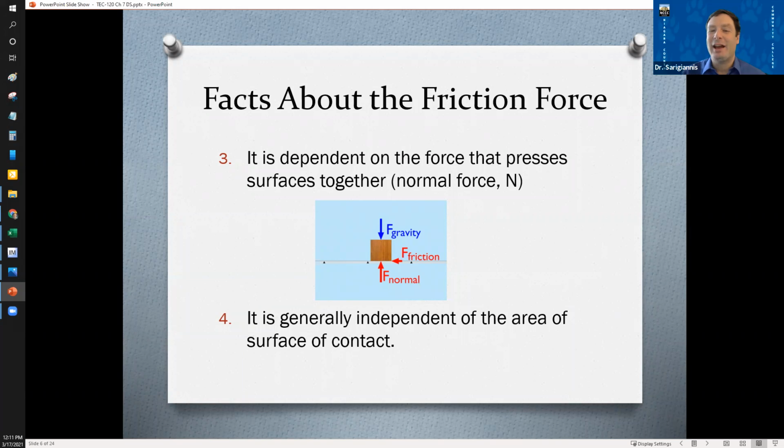And in most of the cases we're going to be looking at, that force that's pressing things together deals with gravity, right? You've got a force of gravity and you've got a normal force, equal and opposite the force of gravity. That force of friction depends on this normal force. Now, for a horizontal plane, the normal force is equal to the weight of the object, right? We're going to look at some scenarios where our surface is angled, right? In that case, our normal force is not equal to the weight of the object. We have to account for the angle.